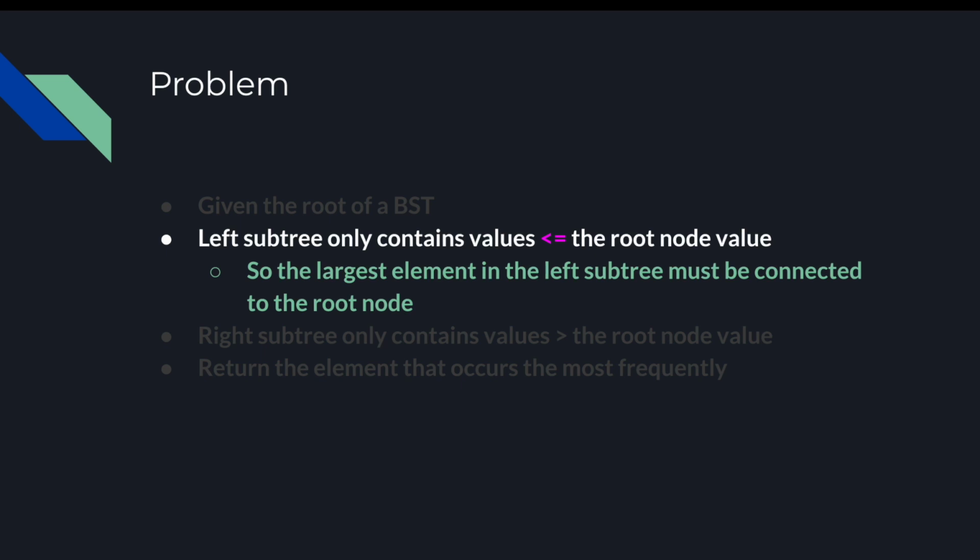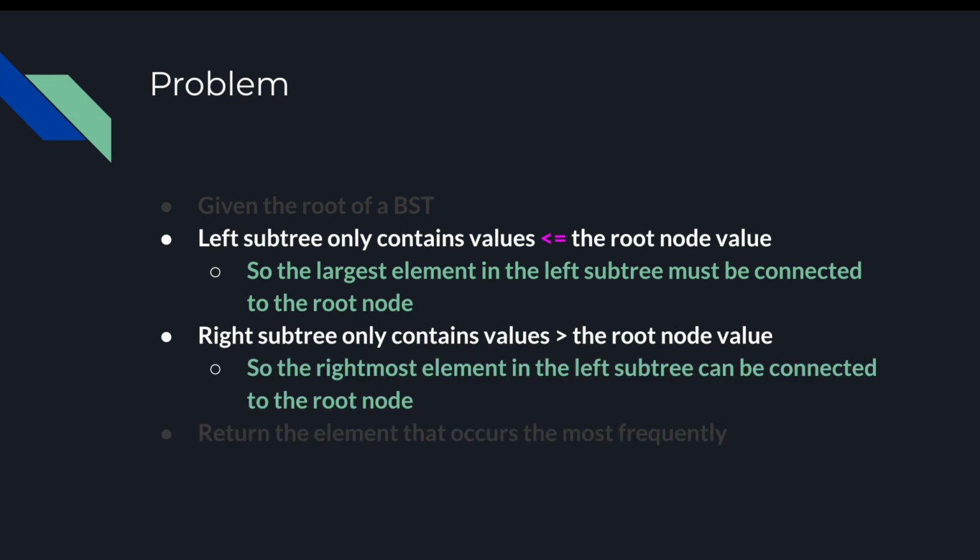How do I find the largest element in the left subtree? Well, that's actually really easy. Since all nodes in the right subtree are larger than the root node, we just take the rightmost element in the left subtree, because all elements to the right of the current node are larger than the current node value. So here's what we'll do.